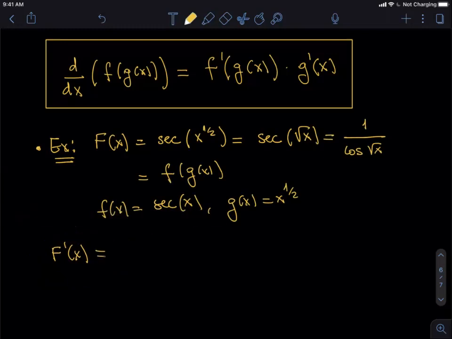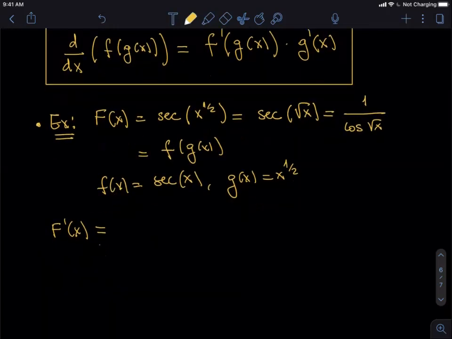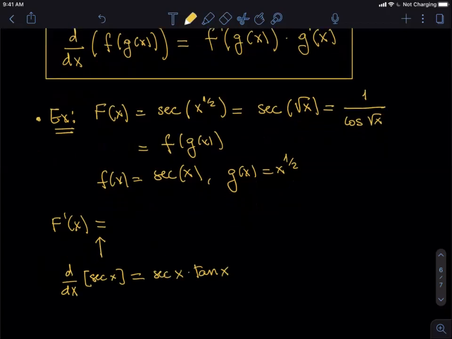we take first the derivative of the outside function, the secant. So the derivative of the secant, I'm sure you remember, is the secant of x times the tangent of x. Okay, this is one of the trigonometric functions that we need to know the derivative of. If you don't remember, you can always use the quotient rule, 1 over cosine of x, and just do it.